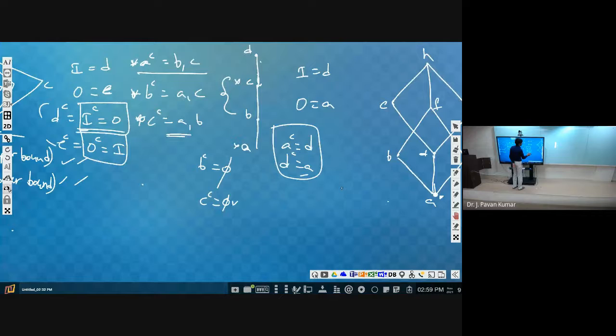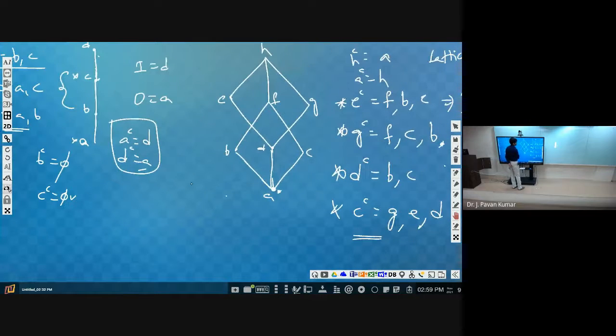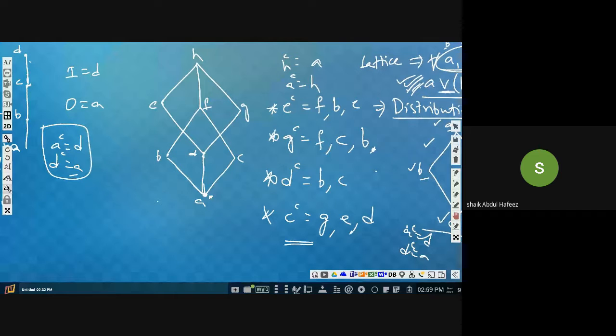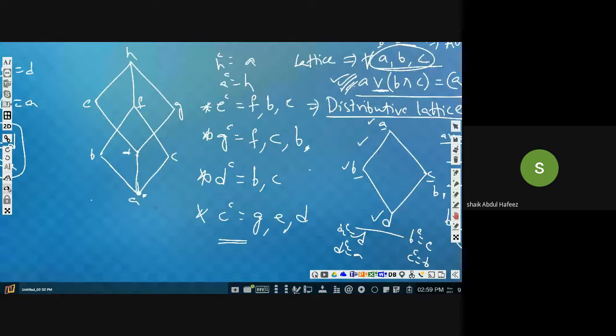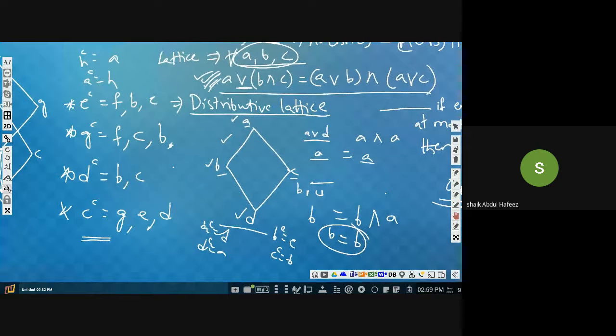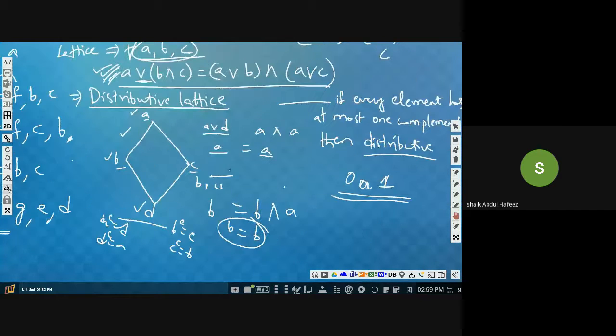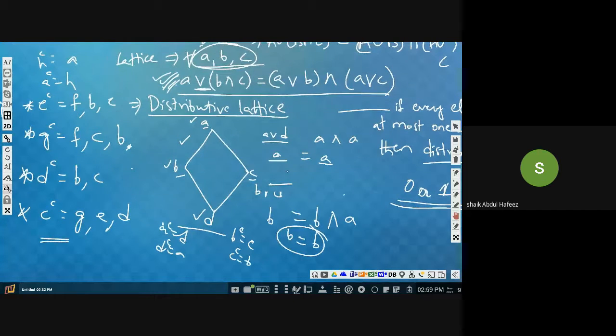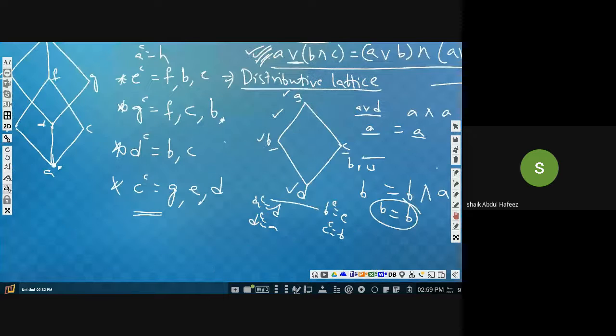Okay. Next, consider this one. Is this a complemented lattice? Yes, sir. Is this a distributive lattice? No, sir. Right. Next, consider this one. This we have already considered. So next, any other? Fine.